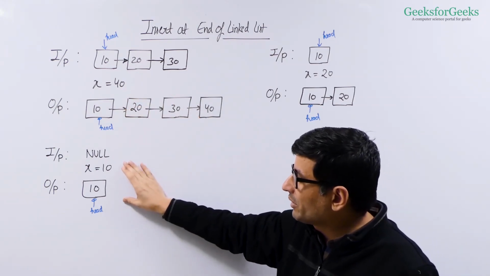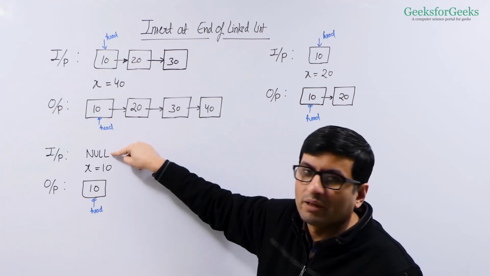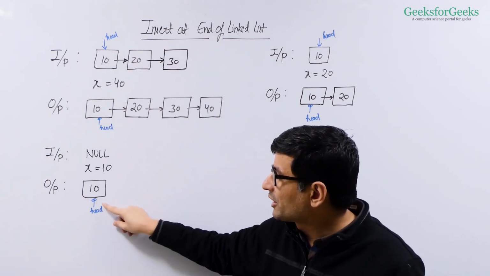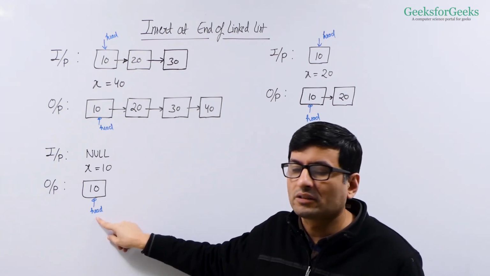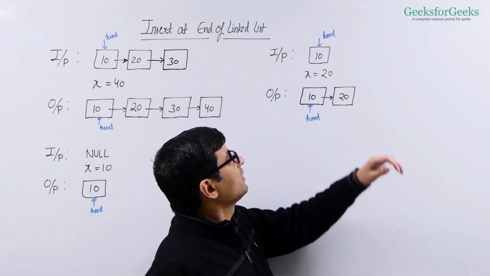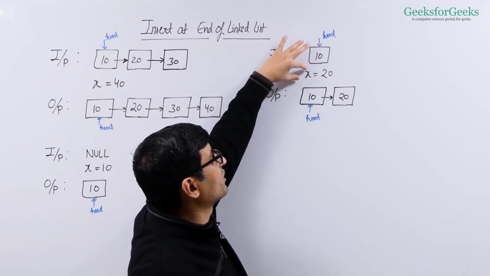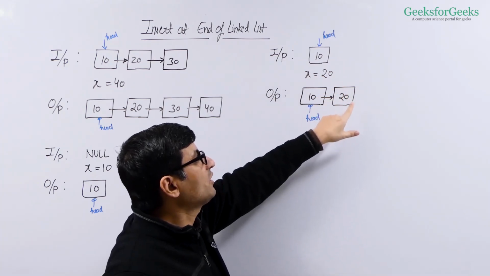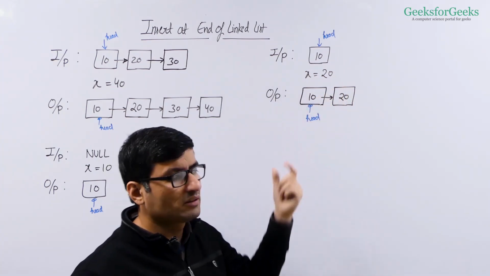Let's now see this example. In this example, we are given an empty linked list and we are given a value 10. So once you insert 10, it becomes head of the linked list. Earlier, head was null. Let's now see this example. Here we have this linked list and we want to insert 20. So 20 goes to the end. So it goes after 10 and head remains 10.